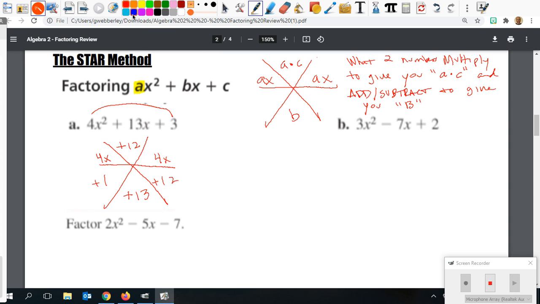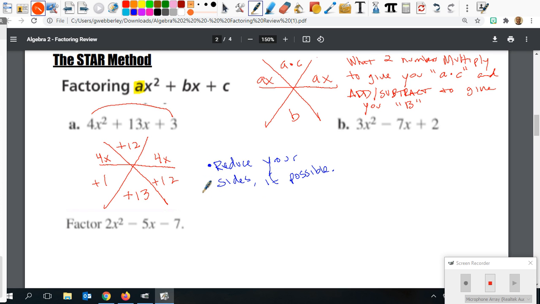Okay, the star is now completed, filled in completely, but there's one last thing to do with it. I'm going to write it right here. We must now reduce your sides, if possible. It might not be possible, but reduce your sides if possible.